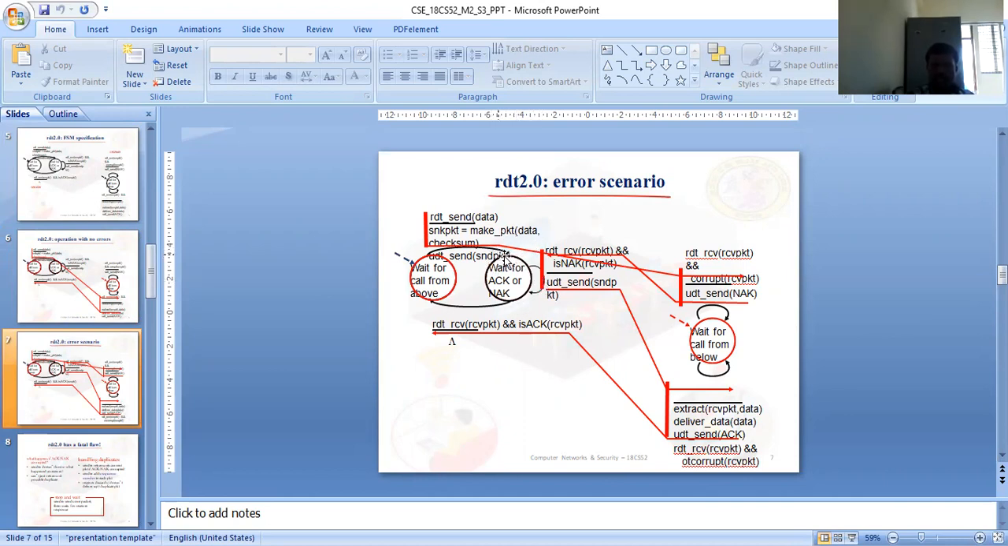Now the error scenario. If there are errors in the packet, the sender makes a packet with checksum and waits for a call from below. The response will be either an acknowledgement or a negative acknowledgement. When it is a negative acknowledgement, the packet having errors was received, so the packet is extracted and, when correct, delivered to the proper destination. When the packet has errors, a negative acknowledgement will be sent.